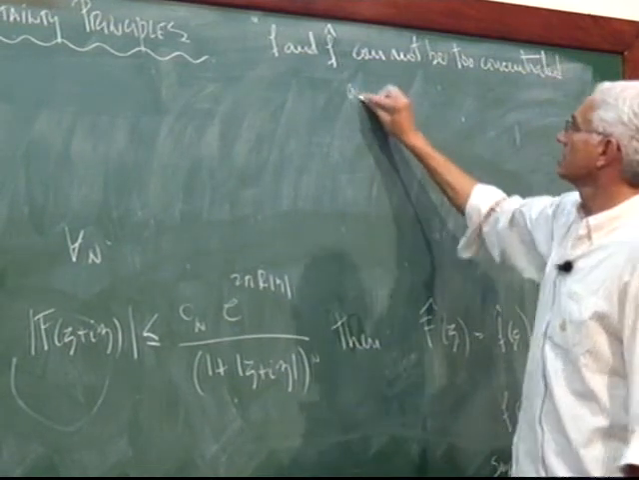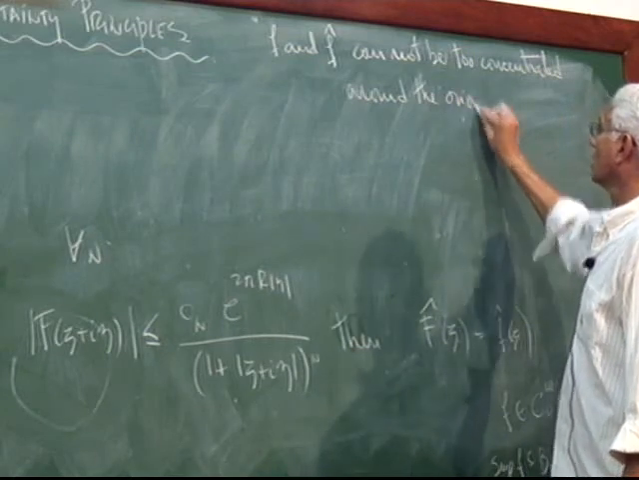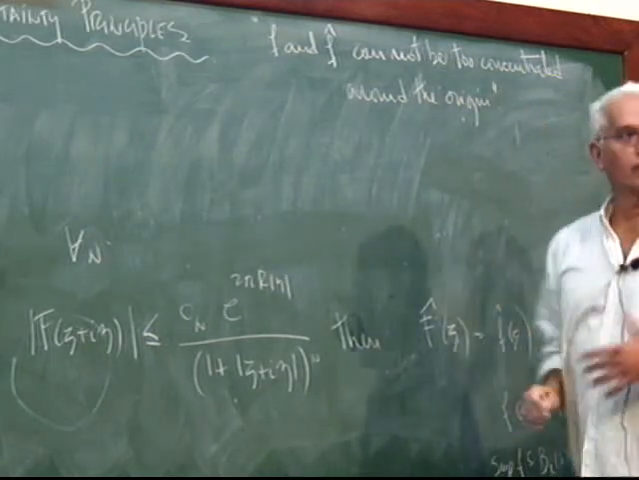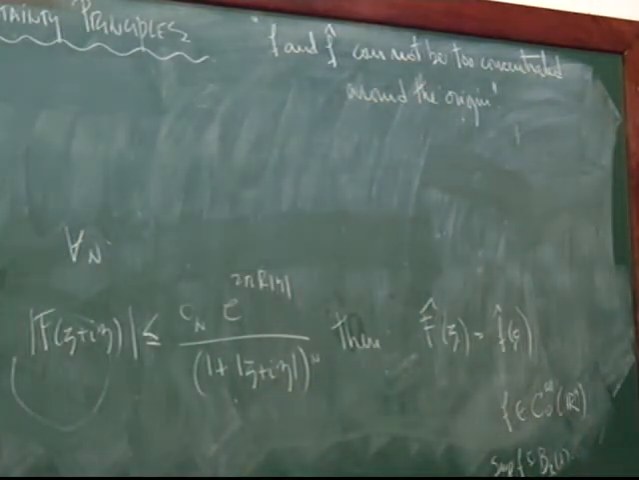Around the origin. Or if you wish, they cannot decay too fast, both of them. Okay, let me give you the first one. Example: Heisenberg.